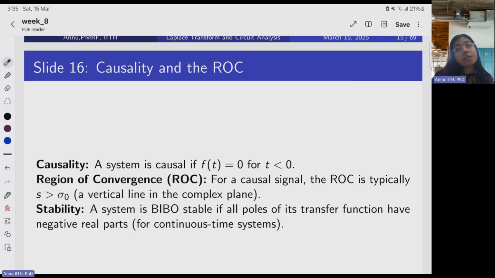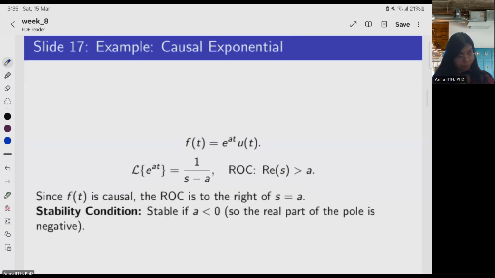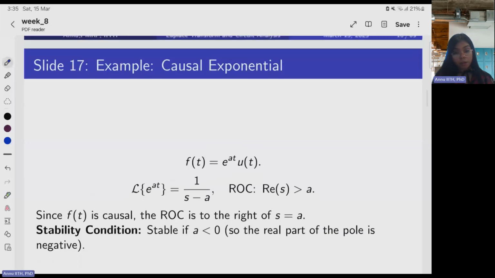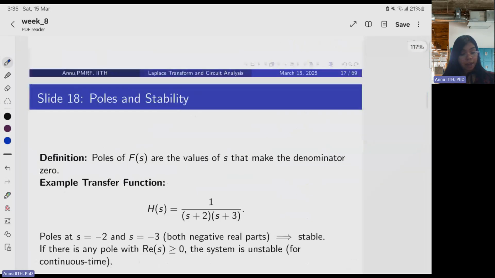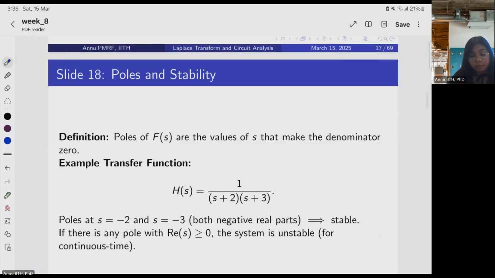And from the ROC, from last class, what we observed is if the j omega line is in the ROC, then it is stable. So the causal explanation: since f(t) is causal, the ROC is to the right of s equals a, as I told. Stability condition: if a is less than 0, so the real part of the pole is negative. Otherwise not stable. So let us look at the poles and the stability criteria.